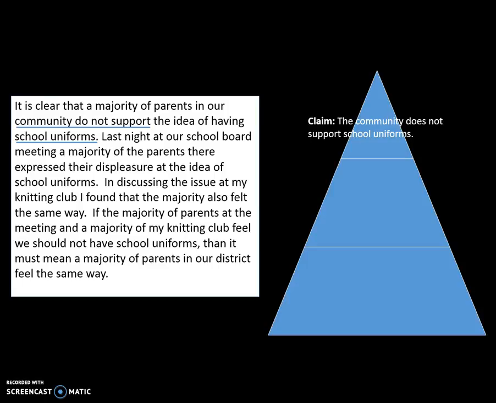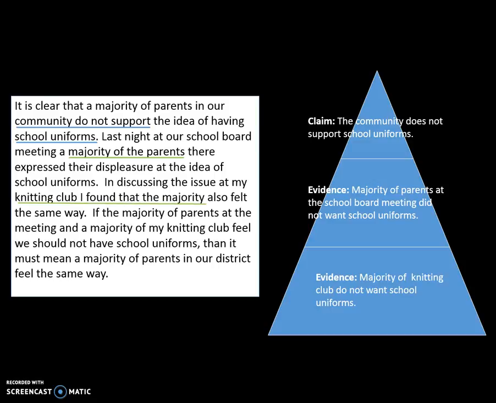The first piece of evidence that I see is that the author said that a majority of parents at the school board meeting did not want school uniforms. So that would be my first piece of evidence that the author was using to support their claim. Then the second piece of evidence comes further on when the author used the knitting club that they attend, where most people in the knitting club did not want school uniforms either. So there's my second piece of evidence.